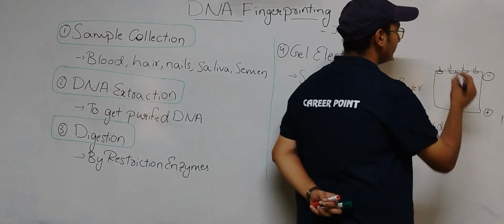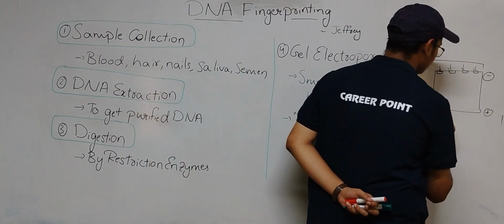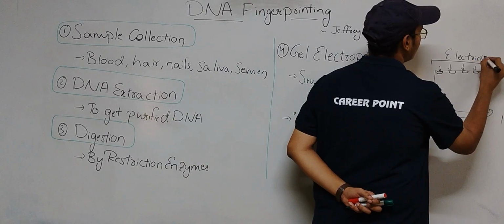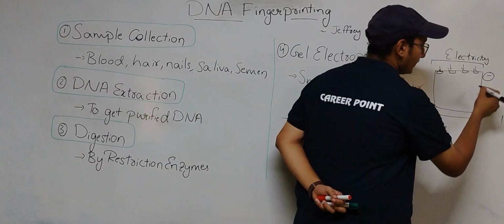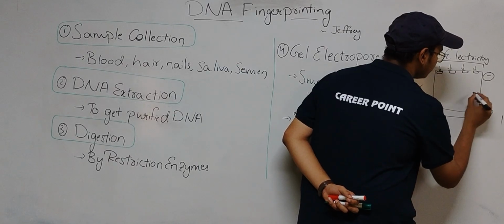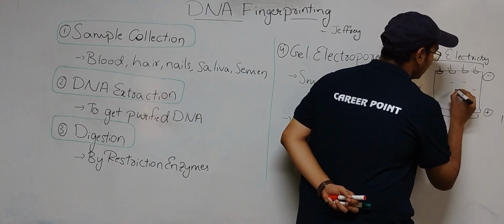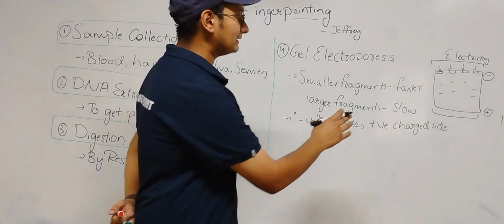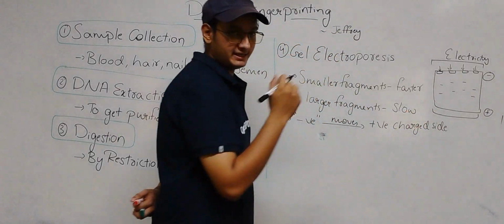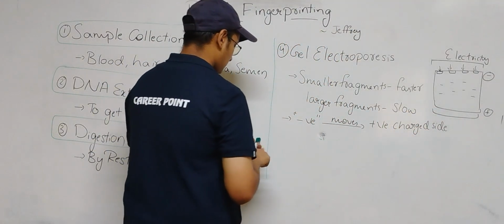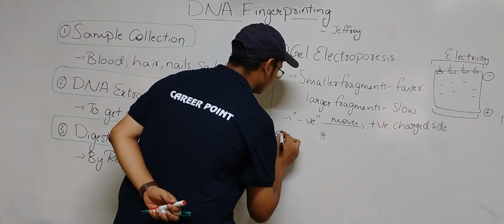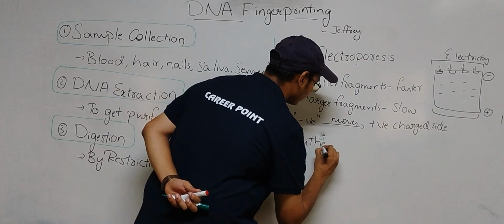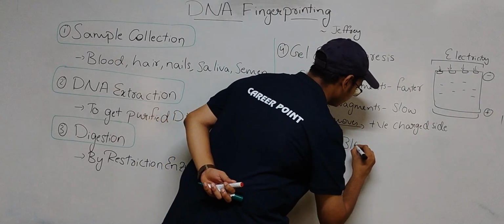And after 2 hours we will pass the electricity in this side and this side. We give the electricity to it, and after 2 hours or 1.5 hours, the DNA will travel and will get bands like this. So this can be observed under the UV light. So this gel is very delicate, so we cannot keep the materials there for a longer time. So we need to shift it with a technique called Southern blotting.